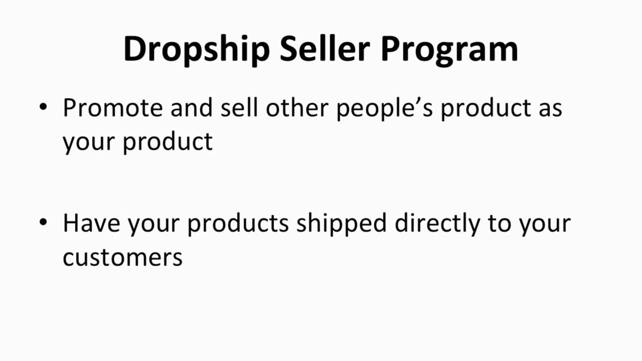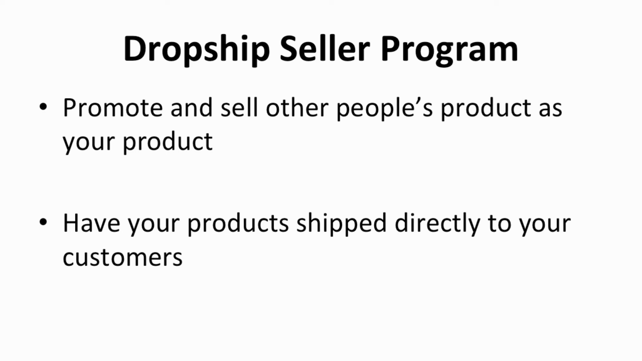The next program you can sign up for with Shopify is the Dropship Seller Program. This program is more or less the same as the Shopify affiliate program. The only difference between the two programs is you'll need to have your own store for this program because you're going to sell someone else's product on your own store site. And the best part is you don't need to ship the product to your customer by yourself. You can have the products shipped directly to your customers through the supplier.